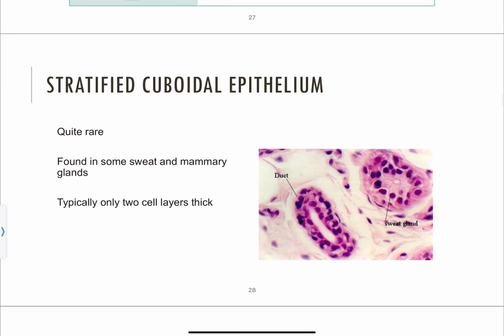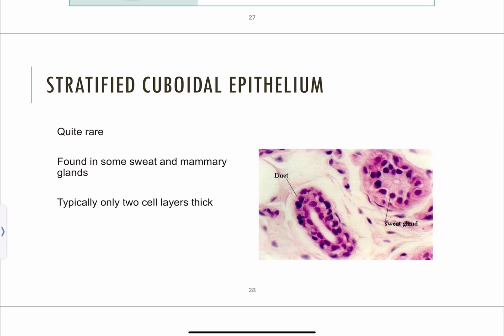Then we have stratified cuboidal. Both stratified cuboidal and stratified columnar are very, very rare. So your textbook didn't include any images. I found these and pulled these from the internet because I wanted you to have an understanding of what they look like, because we do have some examples in lab on the histology exam. So they're typically found in sweat or mammary glands, not always. They're kind of sporadically interspersed within the tissue.